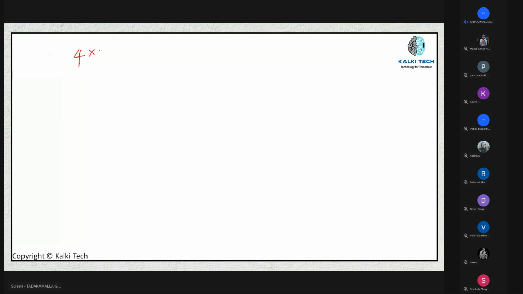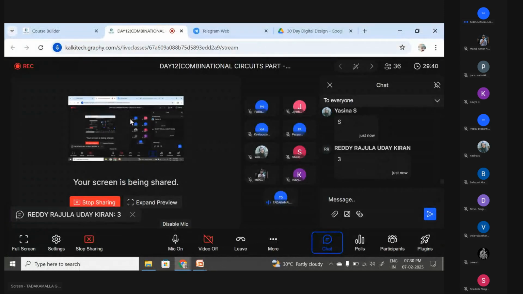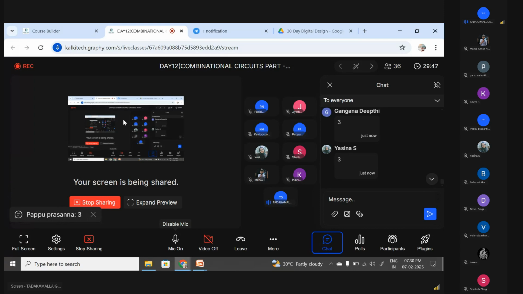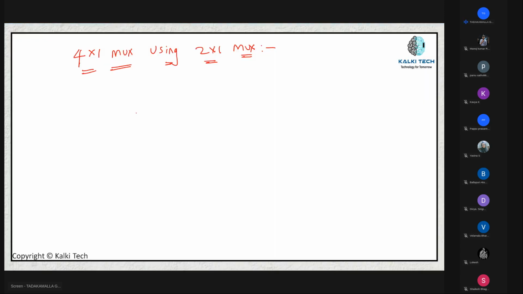Let's say we want to design a 4 cross 1 mux using 2 cross 1 mux. Can anyone tell me how many mux we need for designing this? Okay, let's see how to design a 4 cross 1 mux using a 2 cross 1 mux. For that, first you need to draw the truth table.